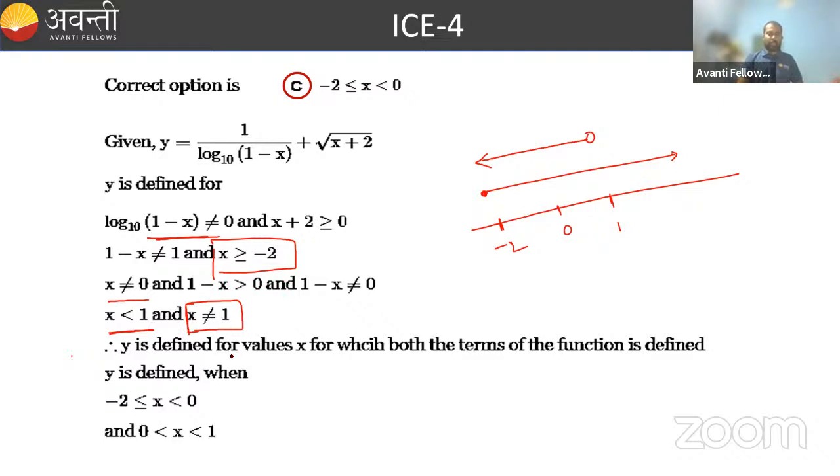Okay. So what solution set are we getting here? That is the intersection portion. x is not equal to 1, 1 is excluded, and x is not equal to 0, 0 is also excluded. So what is the solution set, the intersection portion? That is -2 to 0. This is the intersection portion. x belongs to -2 to 0. Intersection, sorry, union.